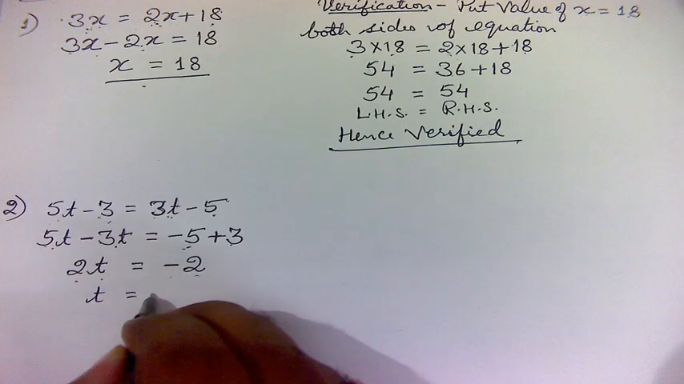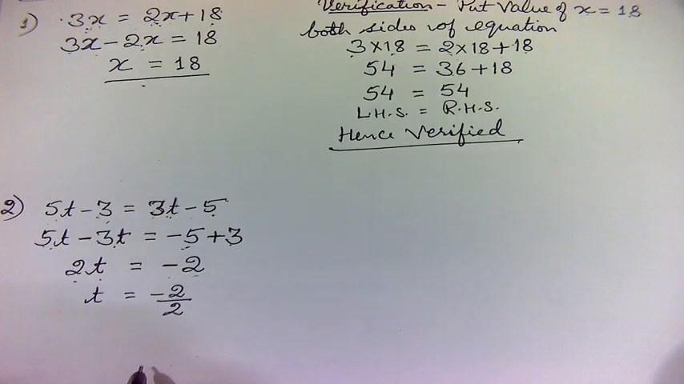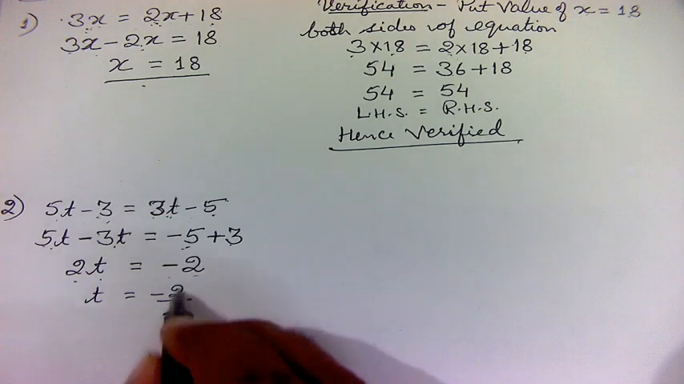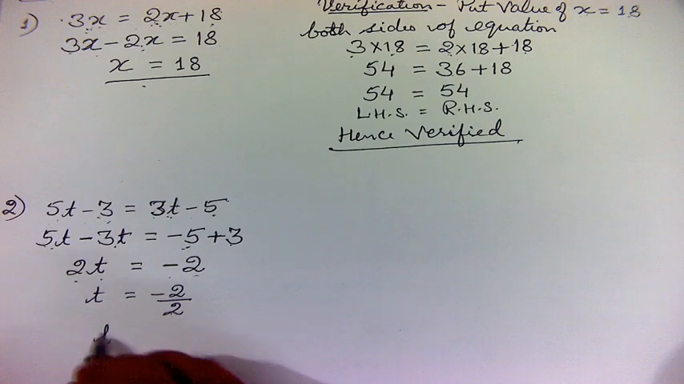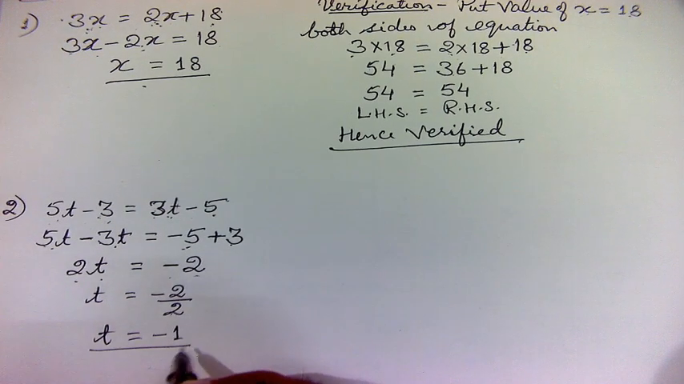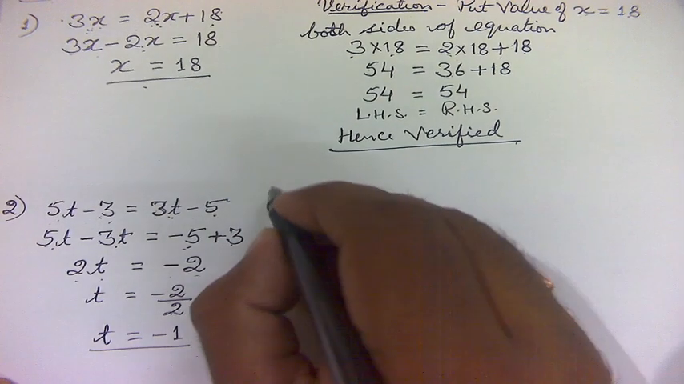Then t equals minus 2 upon 2. Simplifying minus 2 upon 2, you get the value of t as minus 1. Now we will verify the result.